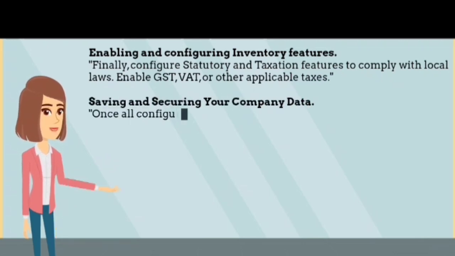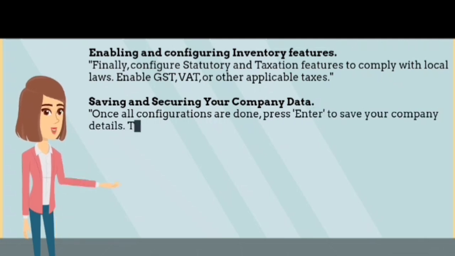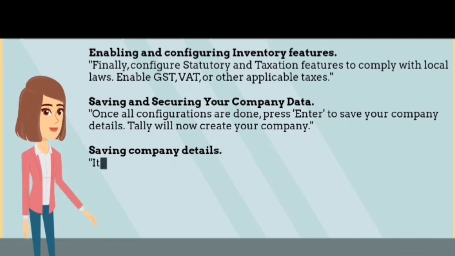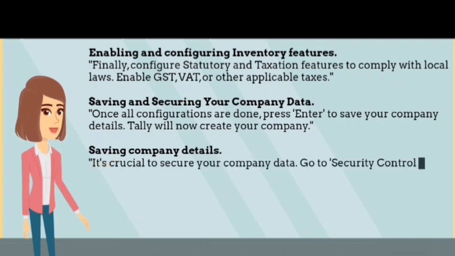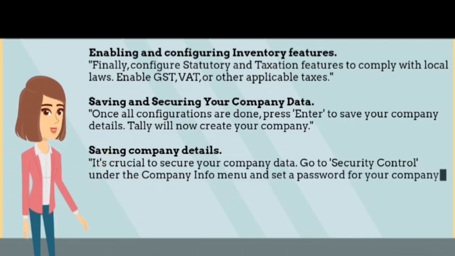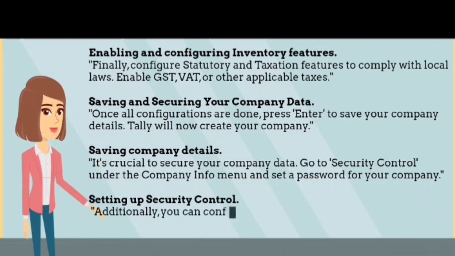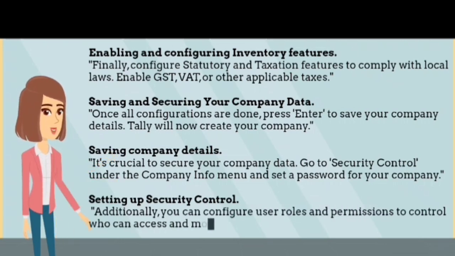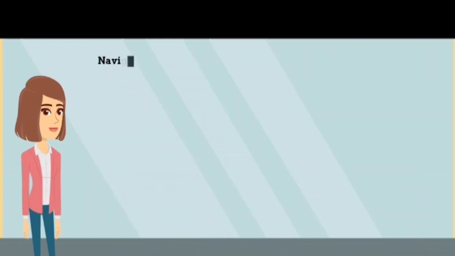Saving and securing your company data. Once all configurations are done, press Enter to save your company details. Tally will now create your company. It's crucial to secure your company data. Go to Security Control under the Company Info menu and set a password for your company. Additionally, you can configure user roles and permissions to control who can access and modify your company data.